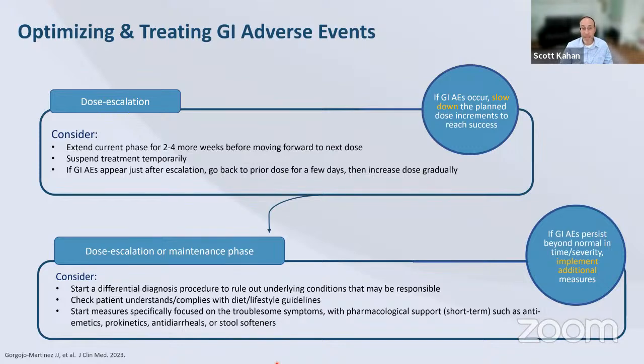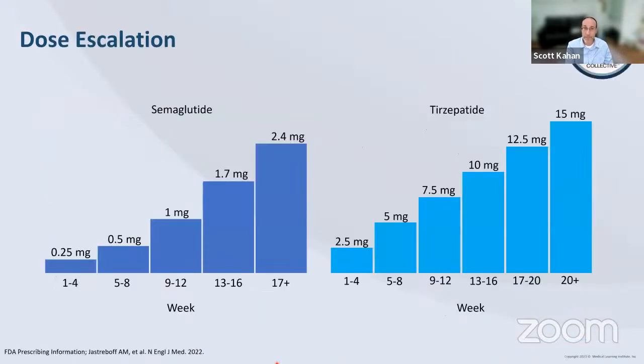And then, if needed, we can start measures specifically to address the troublesome side effects. So that can include an antiemetic or a prokinetic. It can include antidiarrheals. It can include stool softeners. And in most cases, people are able to tolerate the medications using these various strategies.